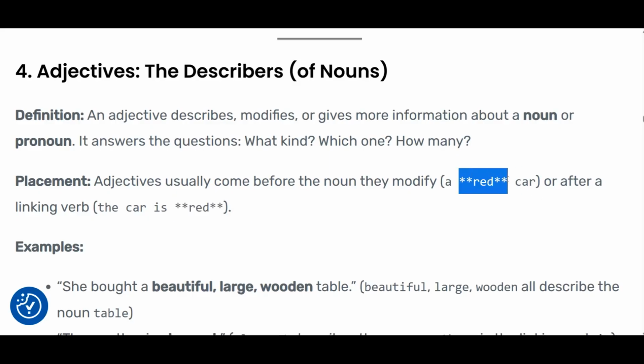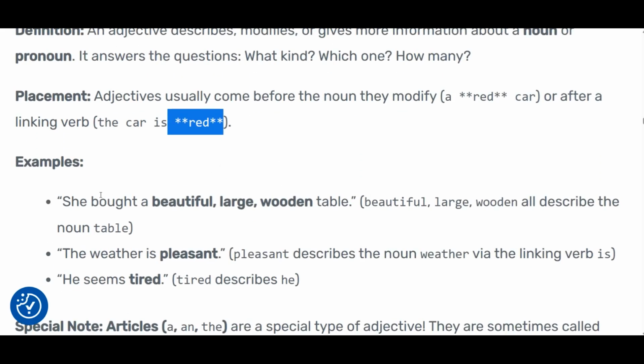So this is an adjective. Examples: she bought a beautiful large wooden table. The words beautiful, large, wooden all describe the noun table. So what is beautiful? Table. What is large? Table. What is wooden? Table. So, she bought a beautiful large wooden table.